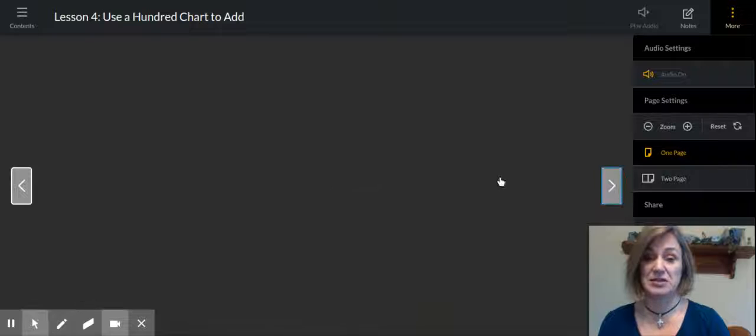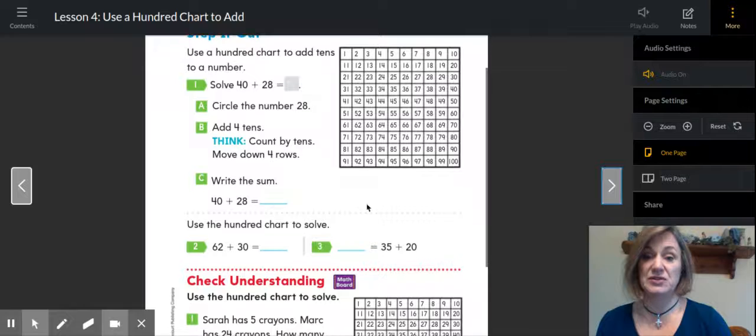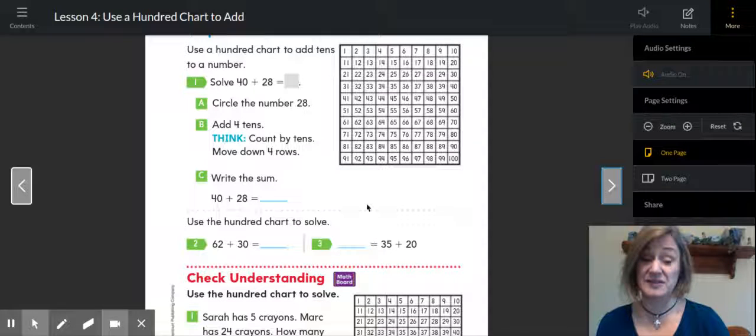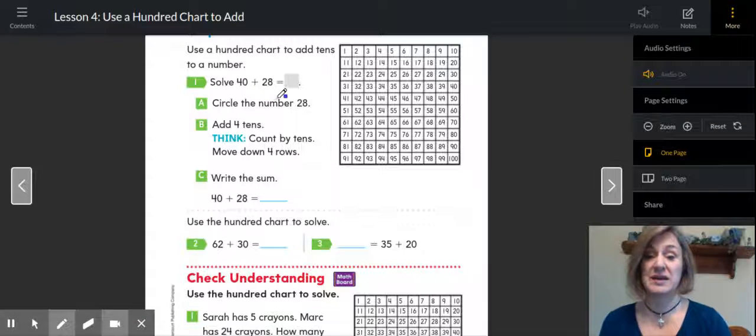Let's look at the next page. Step it out. Use a hundreds chart to add tens to a number. Okay, so solve 40 plus 28. All right, so I have a couple of choices. I could start at 40 and I could hop 1, 2, 3, 4, 28 times. That would be a lot of work, but I could do that. But here's what we're going to do. They're telling us to circle the number 28. Let's do that.